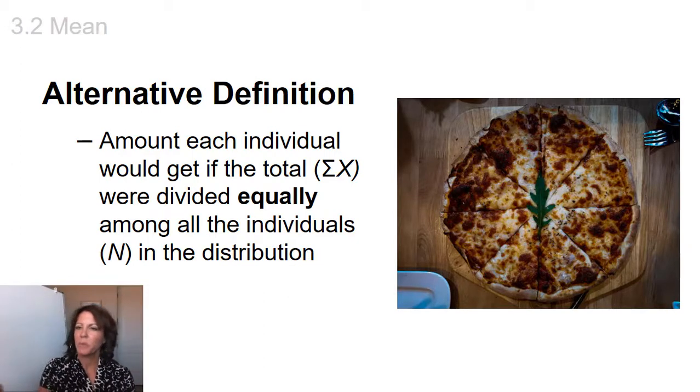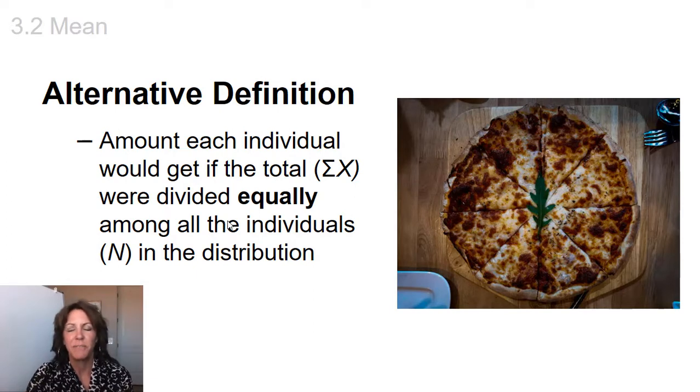So let's think about it with this pizza. It looks fantastic, doesn't it? So what we do know is that, let's say the total of all the slices is 8. That's the sigma x, or the sigma x is 8. And let's say we have 2 individuals. Well, if we have 8 slices of pizza and 2 people, what is the average number of pieces that each person gets? It's 4.